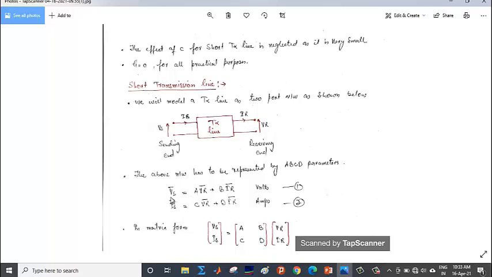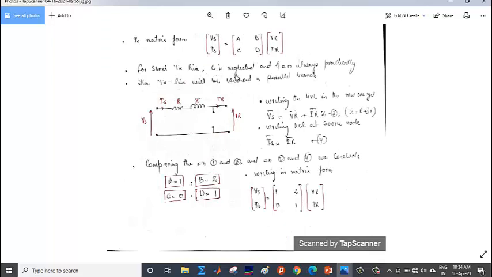So here the source voltage is related in terms of A and B, in terms of the receiving end voltage and receiving end current. Similarly, the source current is related to the receiving end voltage and receiving end current by the constants C and D. In matrix form, we can write it as [Vs, Is] is equal to [A, B; C, D] times [Vr, Ir], because when you multiply this matrix with this vector, you will get Vs equal to AVr plus BIr, and Is equal to CVr plus DIr. So it is matrix form.